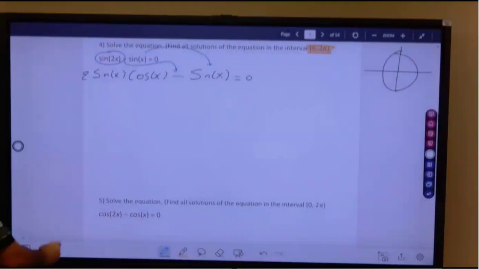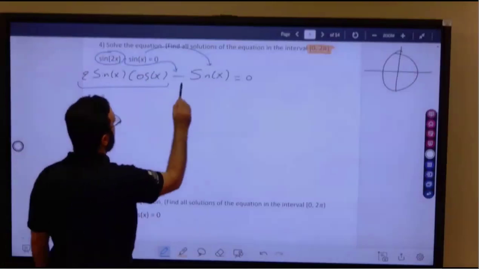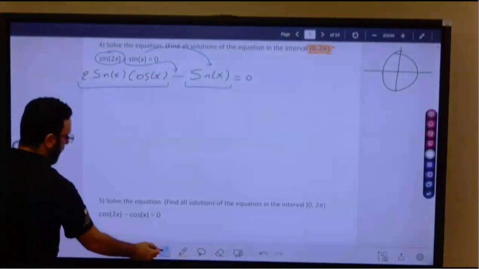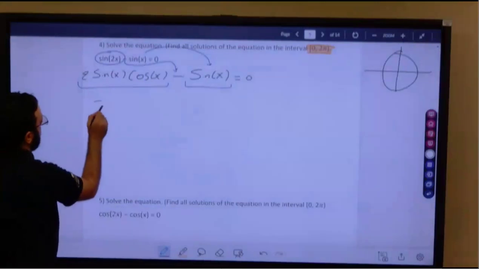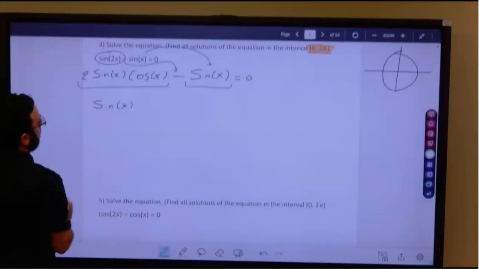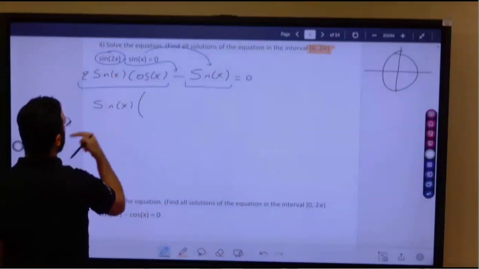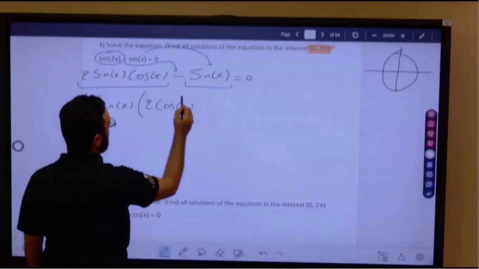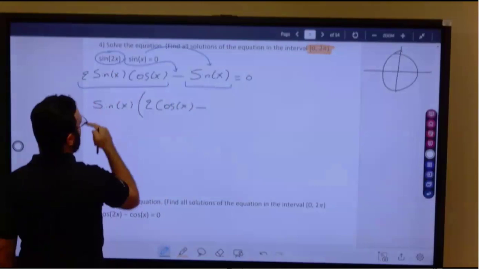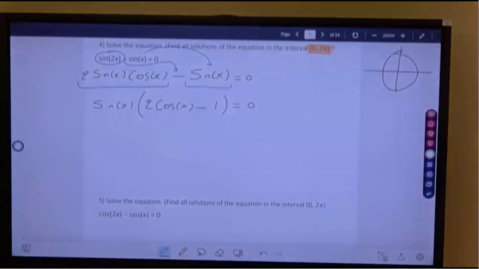Okay, now if I look, I have this term, because it's multiplication, so it's considered one term, and here's the second term. Now, what are we going to do next? I have a common factor between these two terms. Let's factor out the common, which is sine x. That's the only common. What's left from this part, if I factor out the sine, is 2 cosine x. Here's the minus; if I factor out the sine, what's left is 1. Okay, that's good.